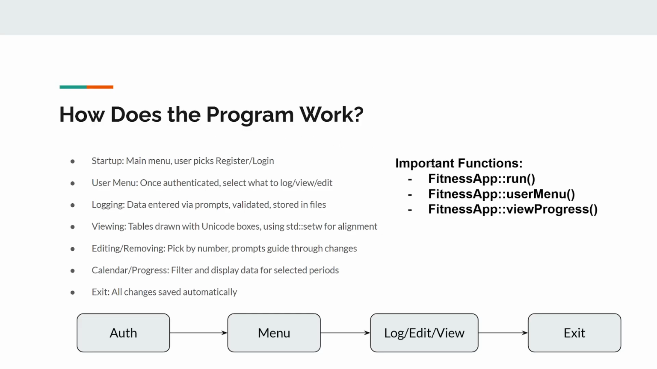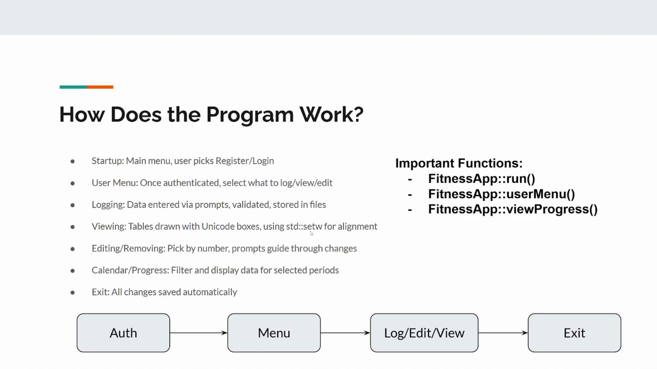So how does the program work? At the startup menu, there's a main menu, and the user can pick either to register as a new user or log in as an existing one. Once they're authenticated, they can select what they want to do. They can log a workout, view any, or edit them. When logging, they can enter data via prompts, and these are instantly stored in files. They can view the info in the files via tables and Unicode boxes.